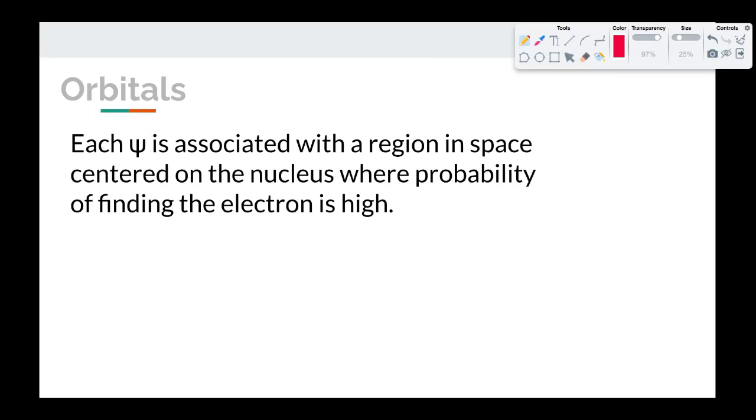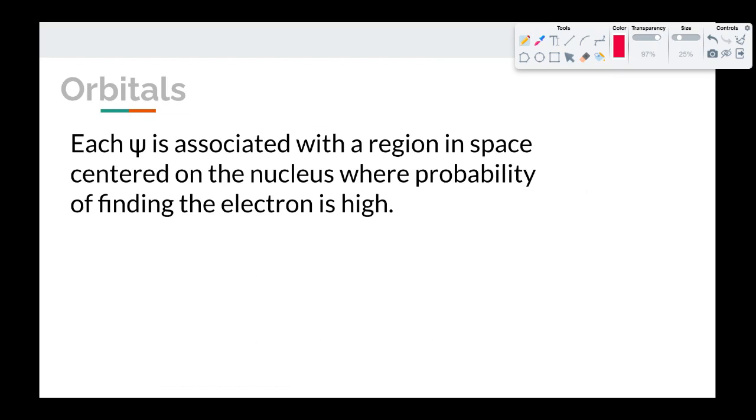The idea that this is a probability led people to come up with the concept of an orbital. Now, an orbital is not an orbit, even though the word orbit is in it. An orbit is like a specific pathway for the electron. This is different. An orbital is a region in space that is associated with each one of these wave functions, each one of these psi's, that is centered on the nucleus and encloses a zone where the probability of finding the electron is high. In fact, the cutoff that they use is 90%.